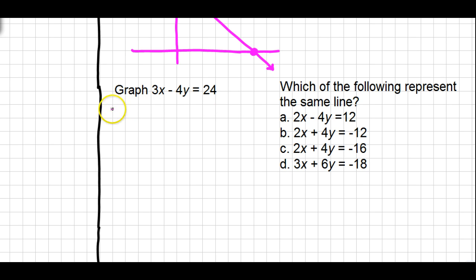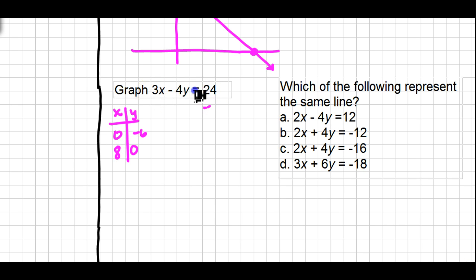First, I'm going to make a zero table. If I plug in 0 for x, I get 3 times 0, which basically makes that go away. If I solve that now for y, I divide both sides by negative 4, and I get negative 6. Starting over, I plug in 0 for y, I get 4 times 0, which makes that part go away, and I'm solving 3x equals 24. If I divide both sides by 3, I get 8.